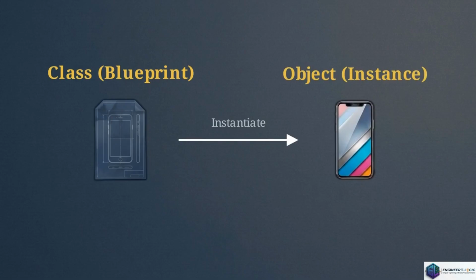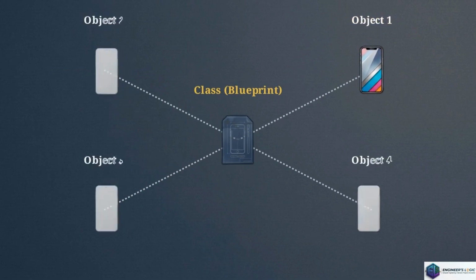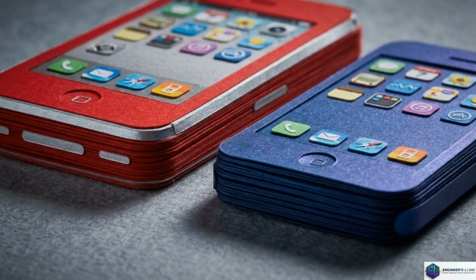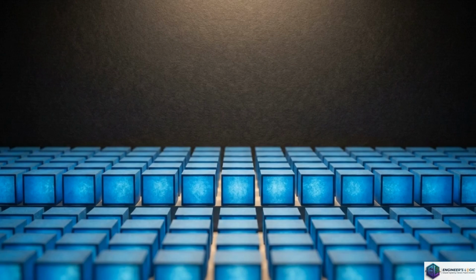Because the object is separate from the blueprint, you can use that exact same template to create unique phones. One object might be assigned the data for a red iPhone, while the next object becomes a blue Galaxy. Separating the instructions from the physical item means developers can scale up production to any size. They write the core design once and then generate as many independent objects as they need.